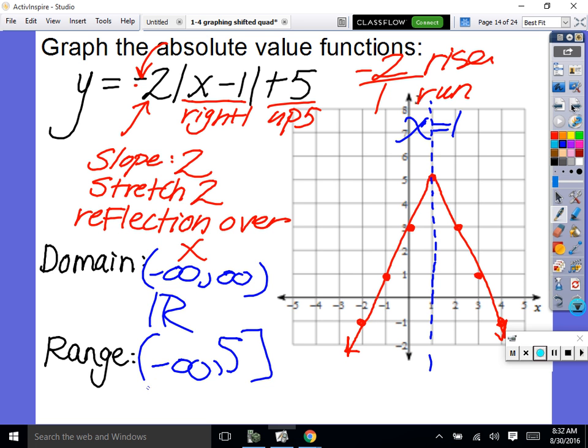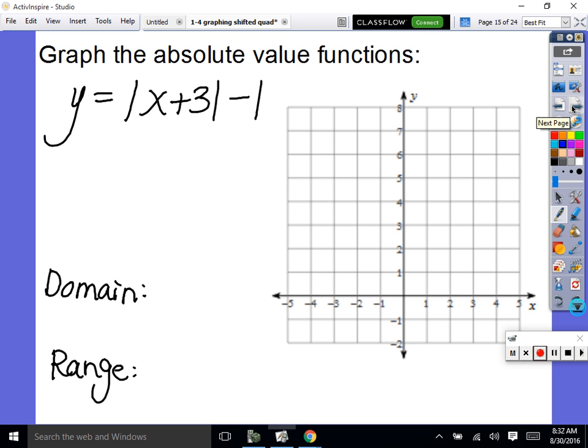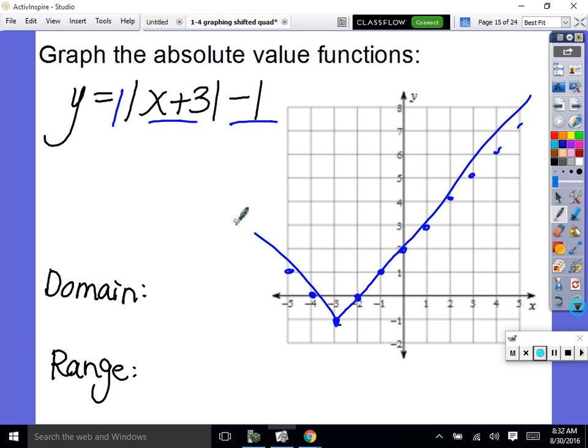Okay, do you need another example? Are we okay? Okay, last one. Left 3, down 1. Our slope is 1, right? So we go up 1 over 1, up 1 over 1, up 1 over 1, up 1 over 1. Okay, so our domain is all real numbers, right? And our range, lowest y value is at -1, growing to +infinity. Are we all comfortable?